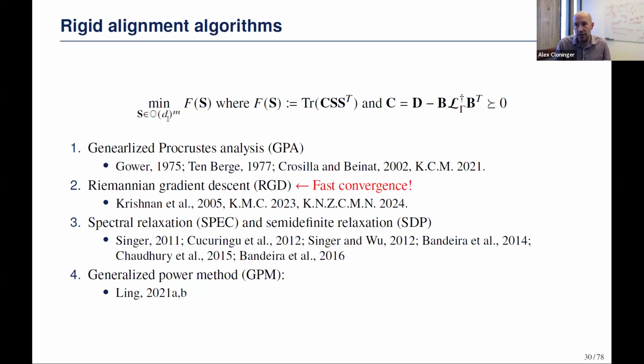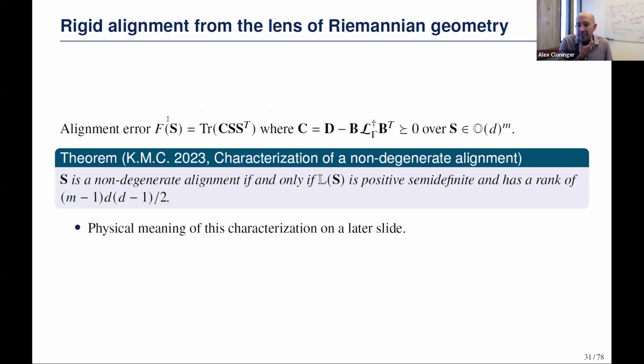This is the most efficient way to do it. But we have to analyze it. And so what we have is a couple of results. Don't worry about what this capital L is. It's basically like a Kronecker product version of this Laplacian that's here. It's just this massive, massive matrix.